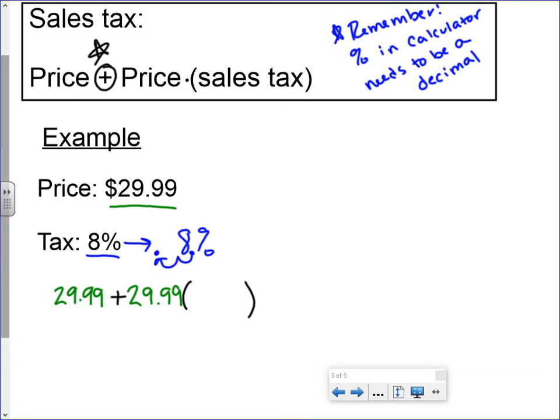So move the decimal 2 spaces to the left. You might want to write that down to remember how to take a percent and make it a decimal. When I do that, I need to fill in that space right here, and I'm going to make it a 0 as my placeholder. So now it becomes 0.08.